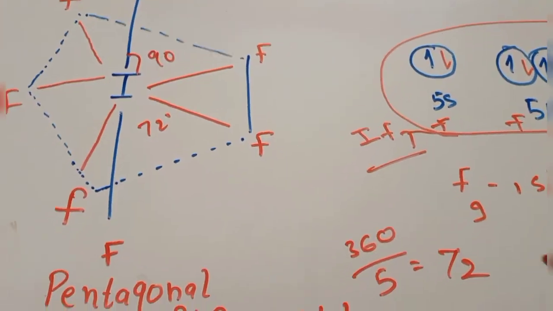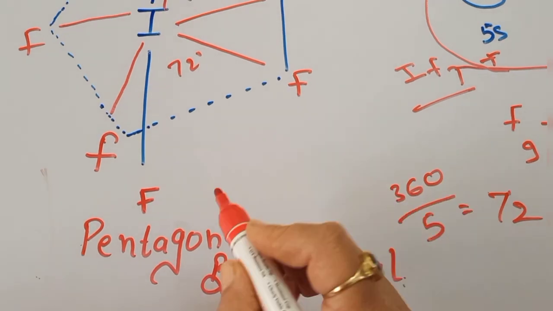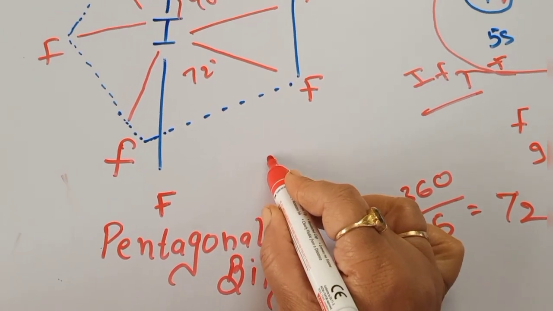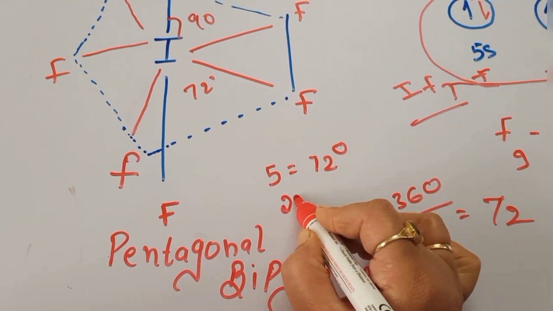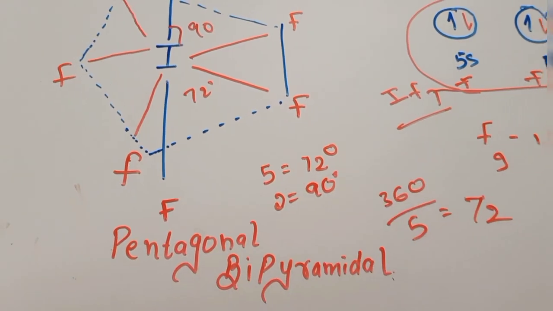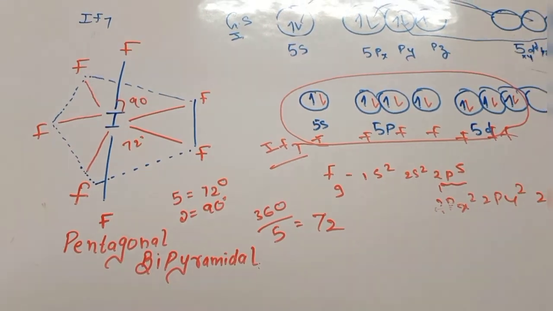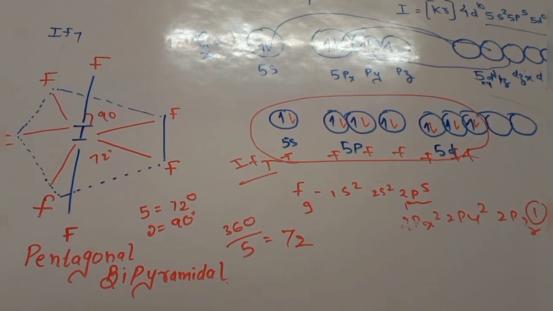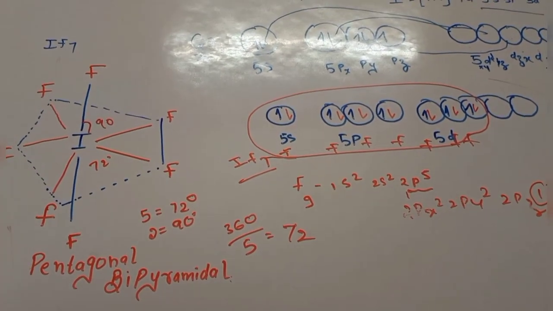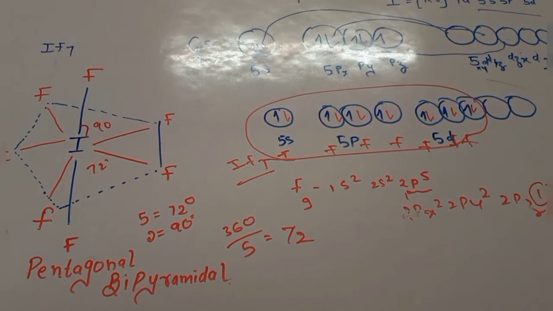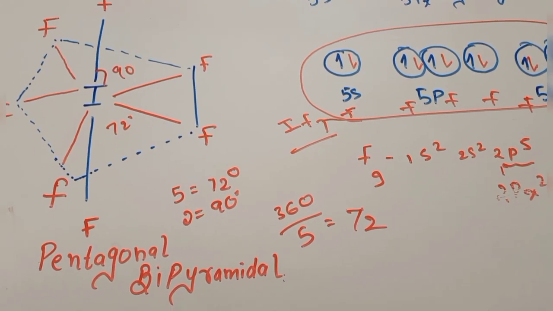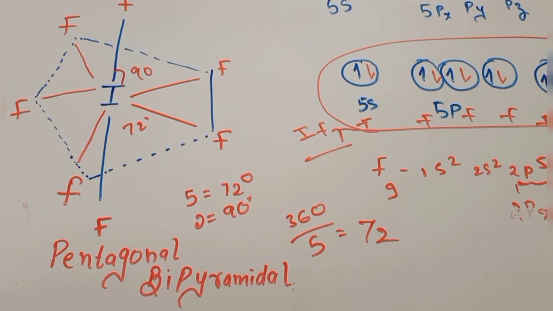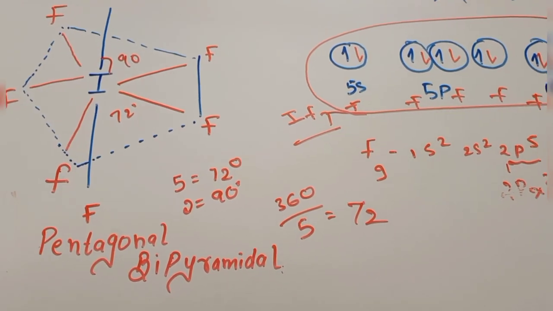Sometimes this is asked in exams. Overall we have 5 angles of 72 degrees, and 2 of 90 degrees. So this is your IF7 molecule and hybridization. This is known as sp3d3 hybridization with the geometry of pentagonal bipyramidal. I hope you always remember the atomic number of iodine. It is 53, and fluorine is simple.